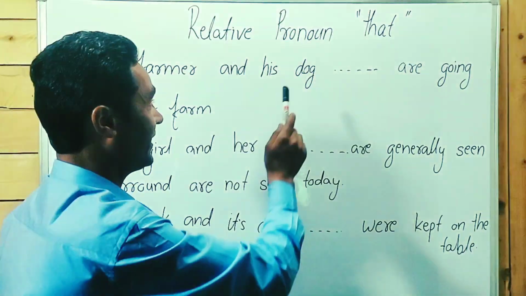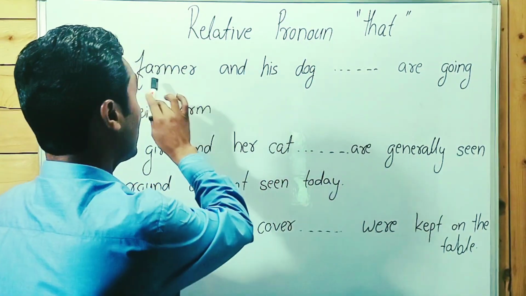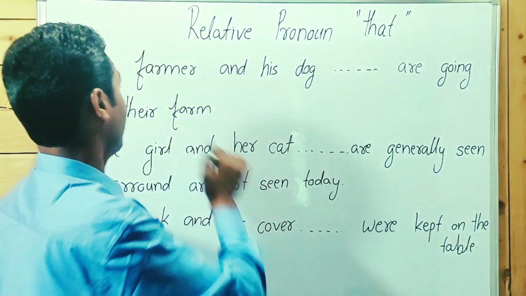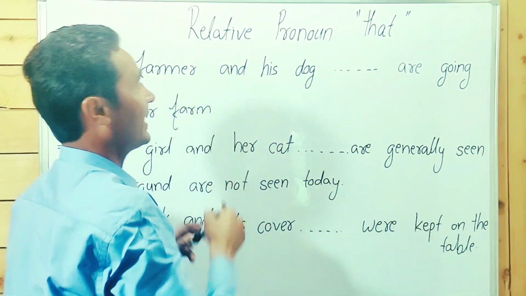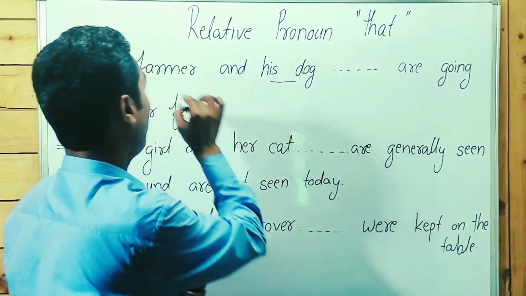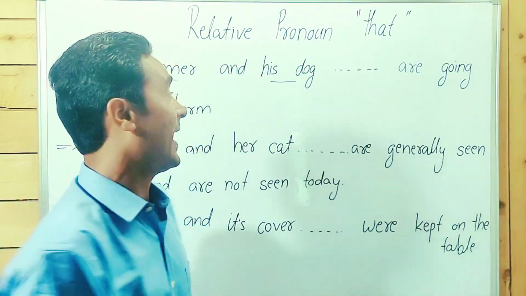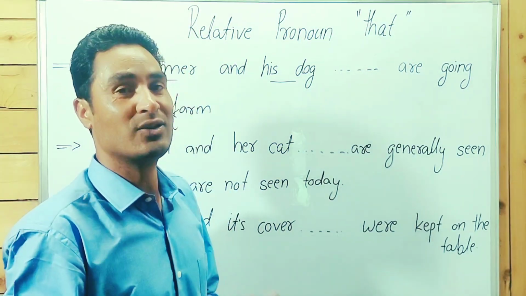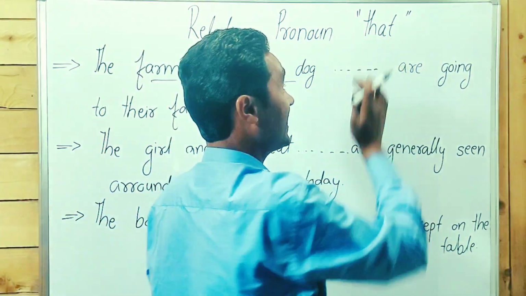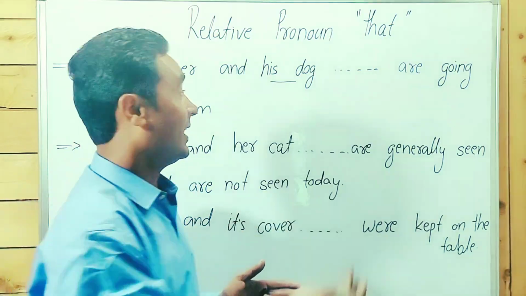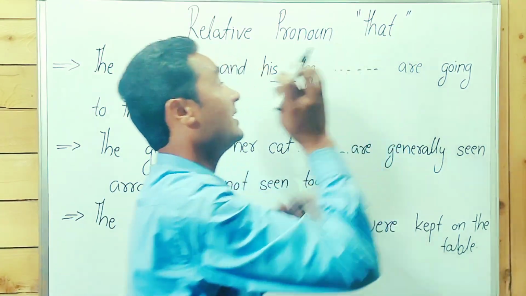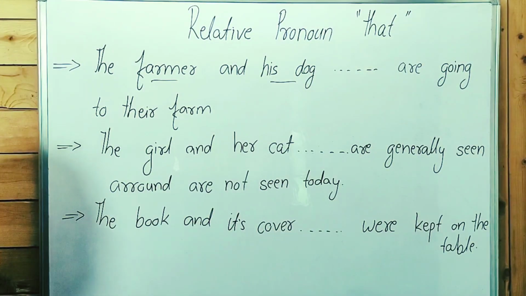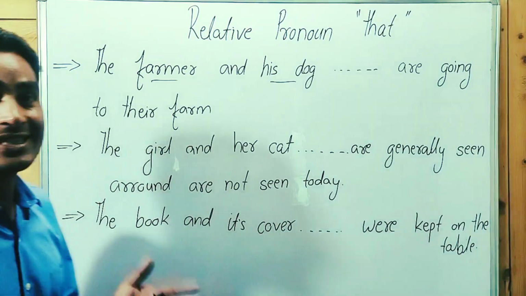Guys, point to be noted here. There are two antecedents in the sentence. First, the farmer, and second, his dog. Farmer is a human being and his dog is a non-human being. It's an animal. So what do you think about the relative pronoun? Which relative pronoun is written in this sentence? Okay, what will be the correct relative pronoun?